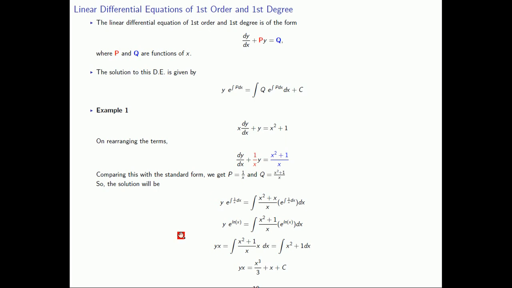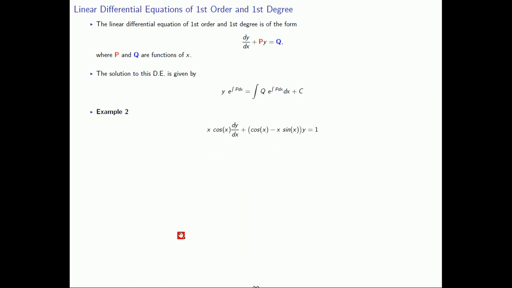Let's solve one more problem. This problem reads x cos x into dy by dx plus cos x minus x sin x into y equal to 1. As we did in the first problem, let's try to bring this into the standard form. So we divide both sides by x cos x.